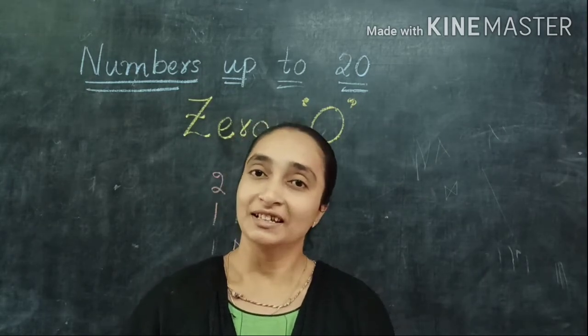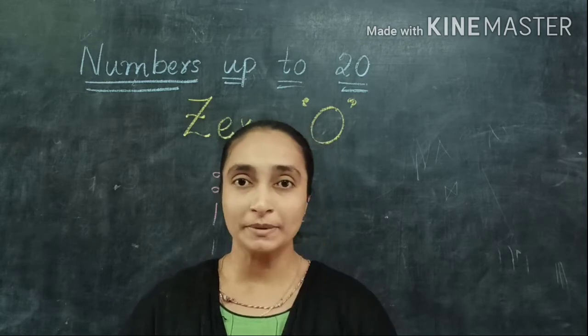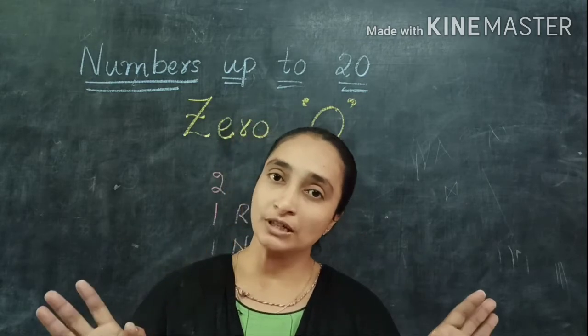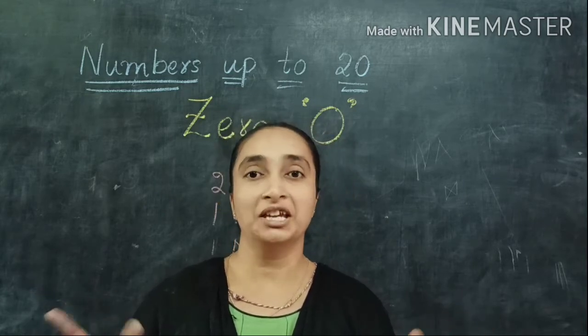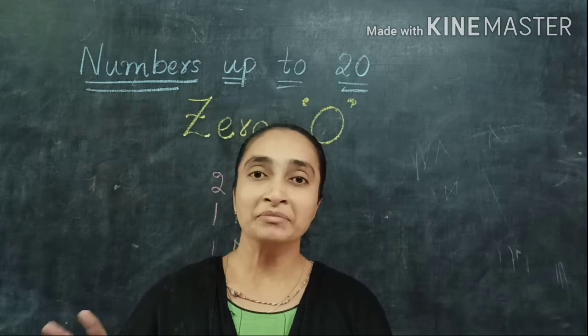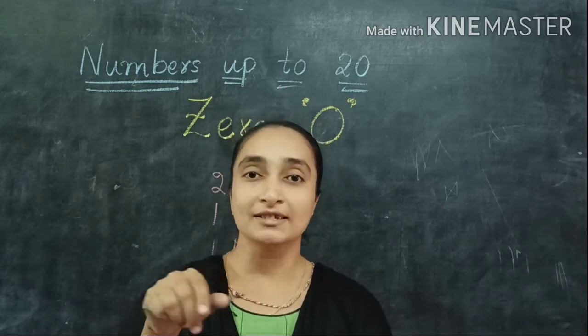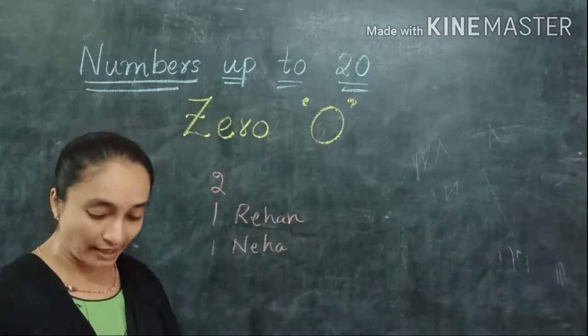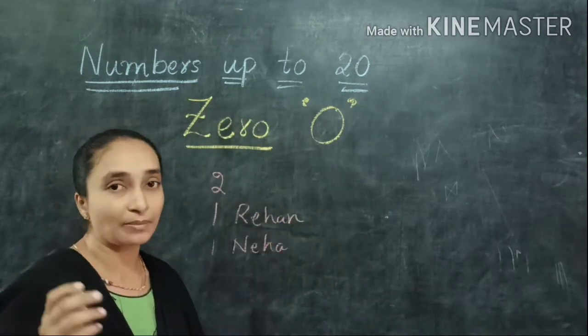Yes, that is 0, nothing. There are no apples in the basket. There were only 2 apples, and the 2 children ate them. Now how many are there in the basket? Nothing. So an empty basket. Means 0. That is called 0. So there are no apples in the basket.